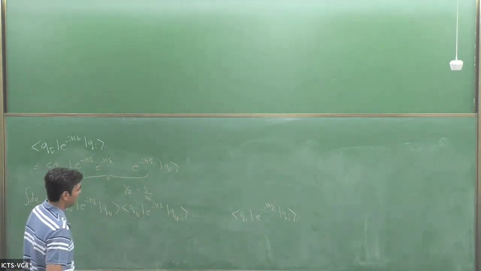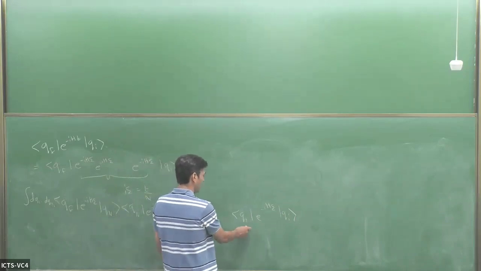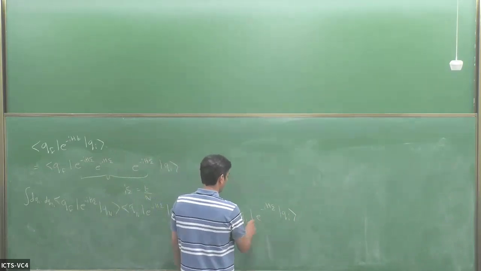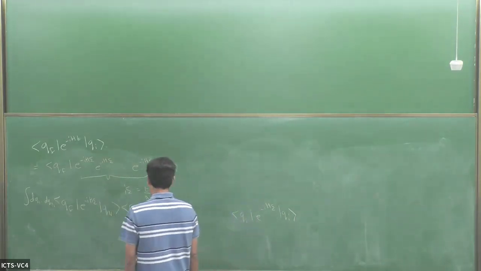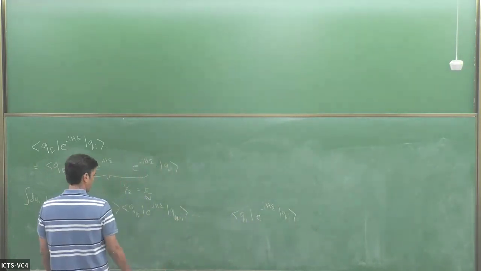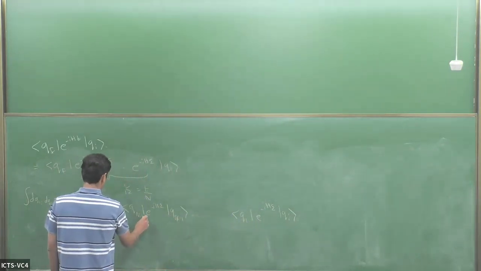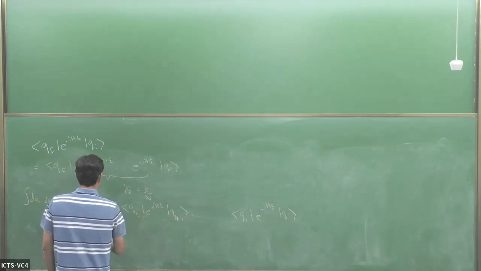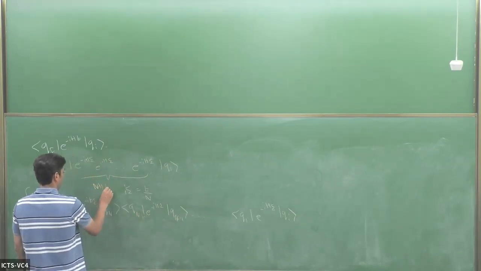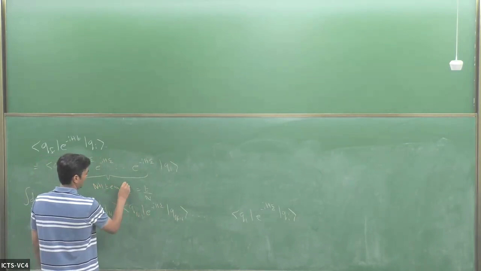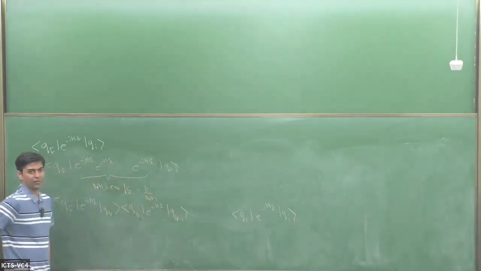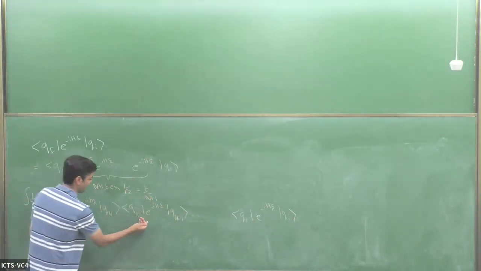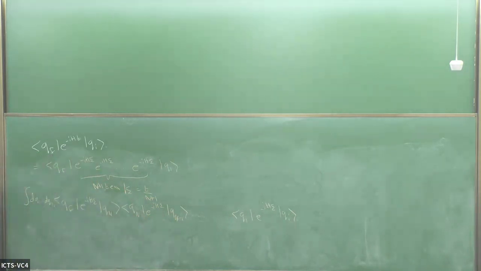Okay, let's try and calculate. We start with 1. So 1 comes with e to the minus iH epsilon, and n minus 1 comes with e to the minus iH epsilon. Okay, fine, you're right. Let me have n plus 1 terms here, and then epsilon is t by n plus 1. Now it's correct. So we've inserted some complete set of states, and we want to look at this.